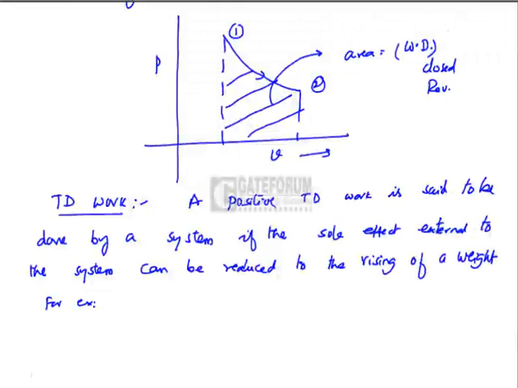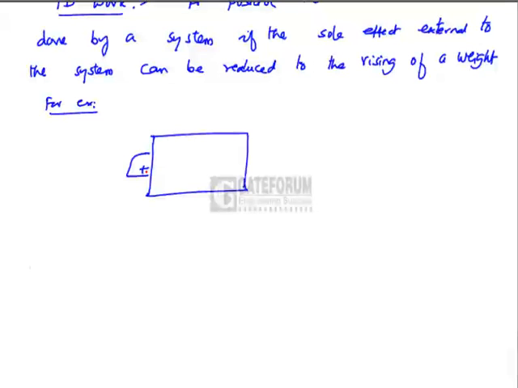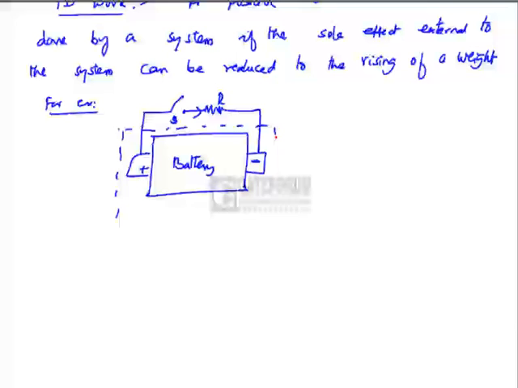For example, if we take a car battery which has positive and negative terminals, a resistance is connected with a switch. When the switch is closed, current passes through the resistance and it is heated up. At the first instant, we think that there is no work done.